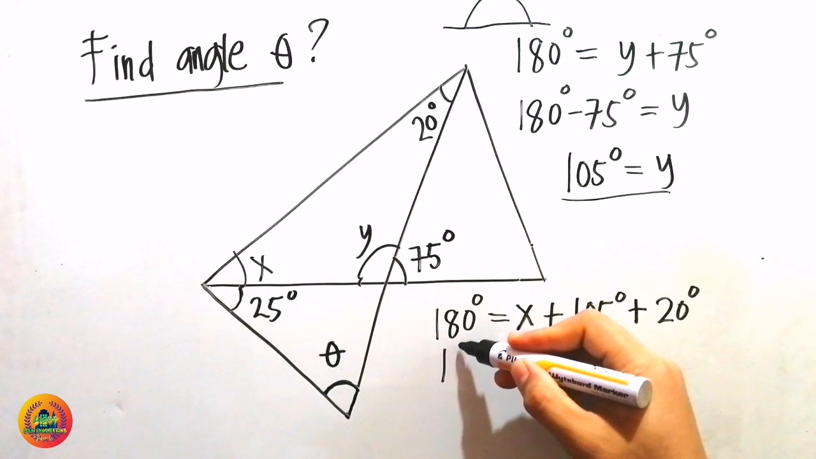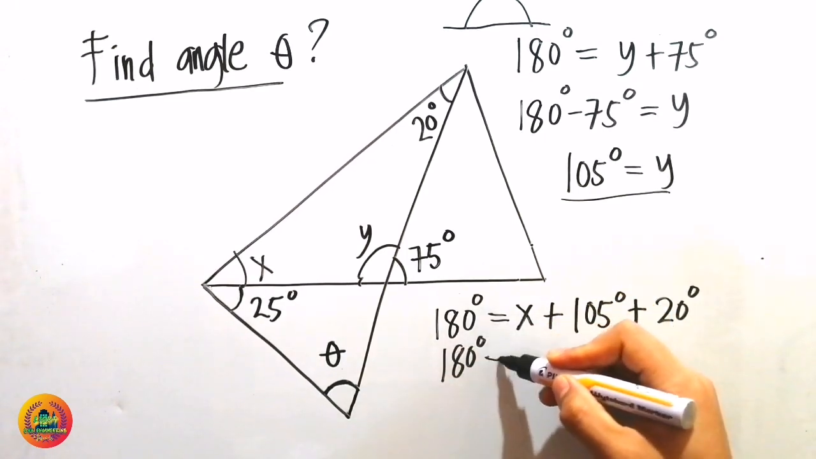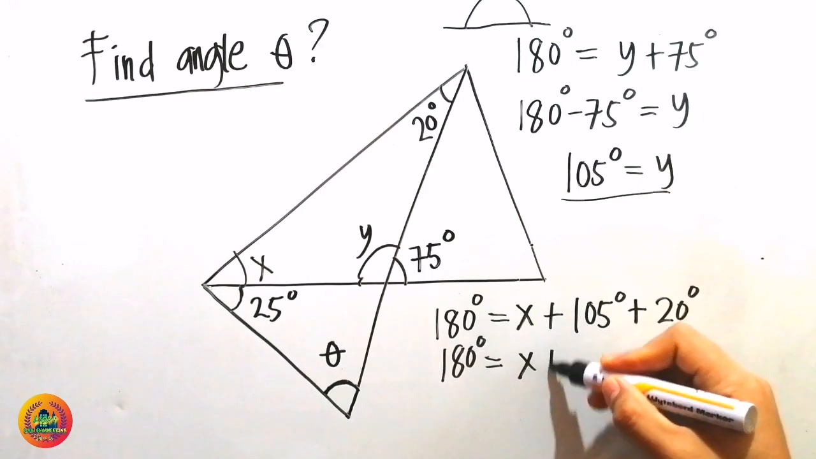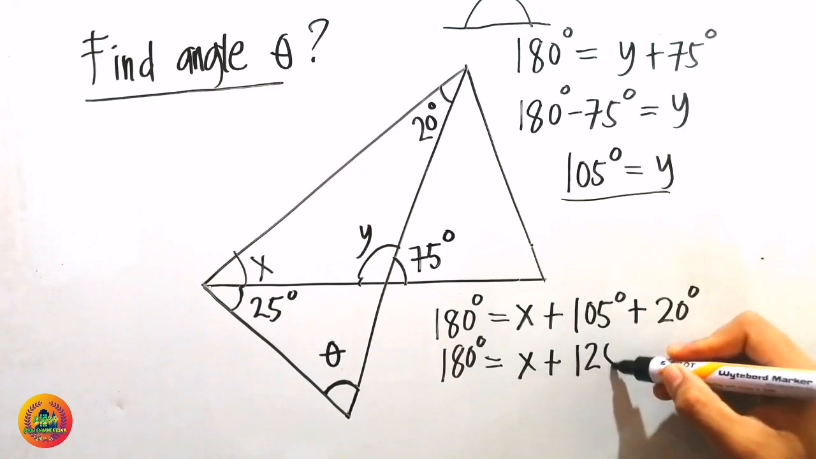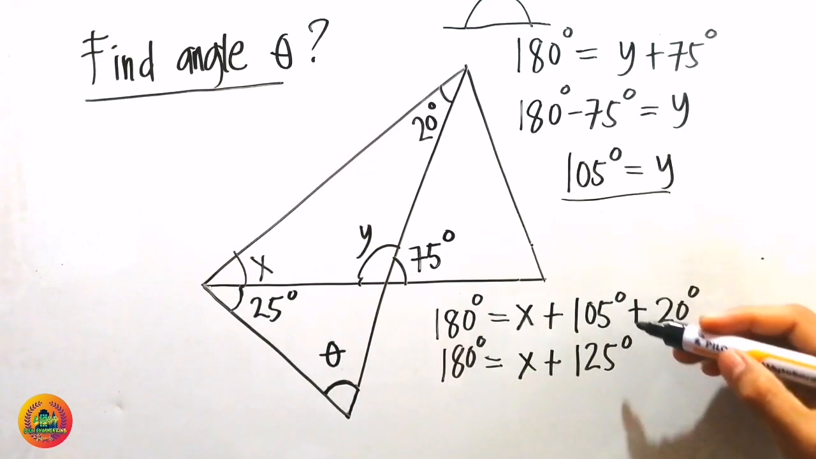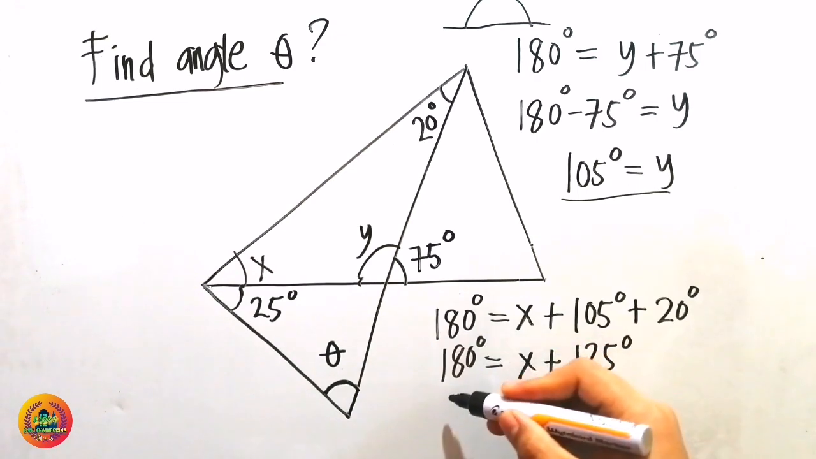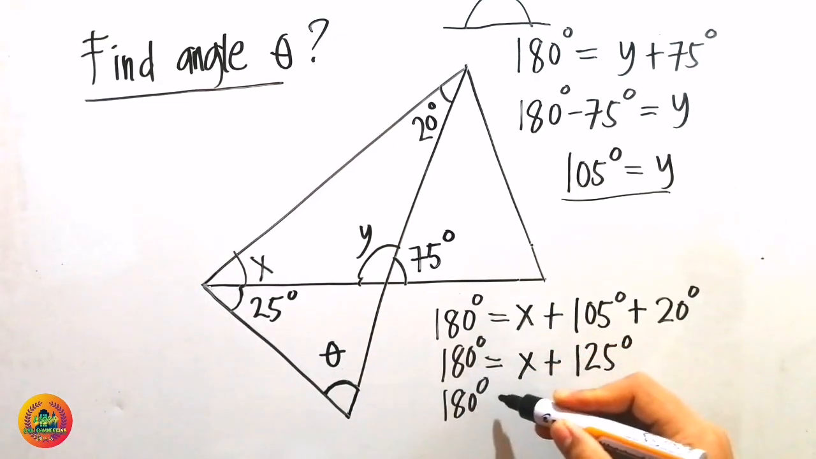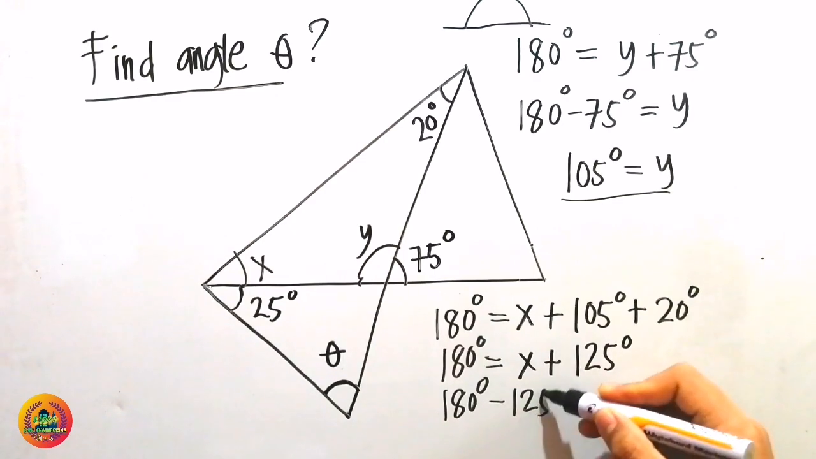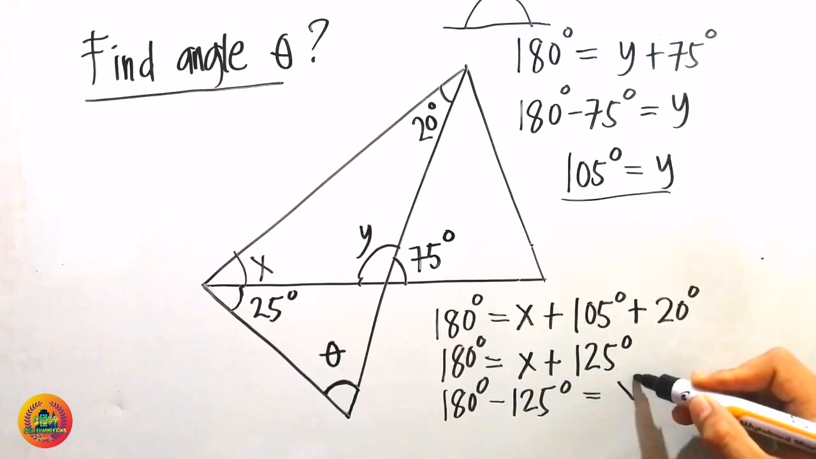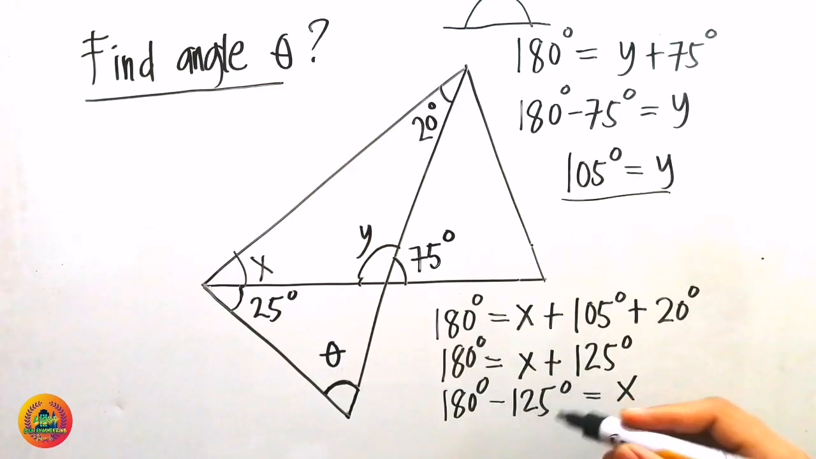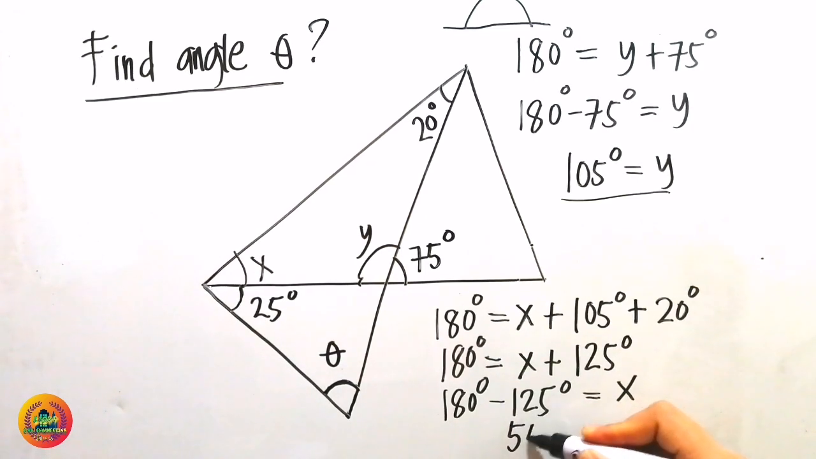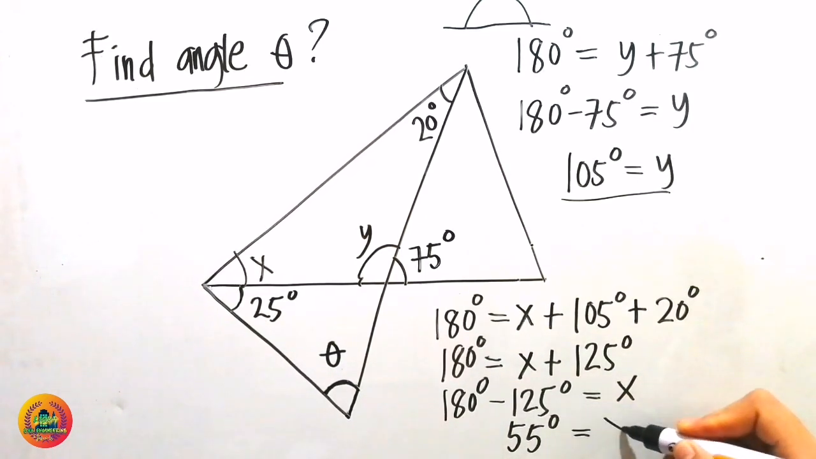So this becomes 180 degrees is equal to x plus 125 degrees. Then we will transpose the 125 degrees to the other side. This becomes 180 degrees minus 125 degrees is equal to x. So we will subtract, the answer is 55 degrees. So we have now the value of x, 55 degrees.